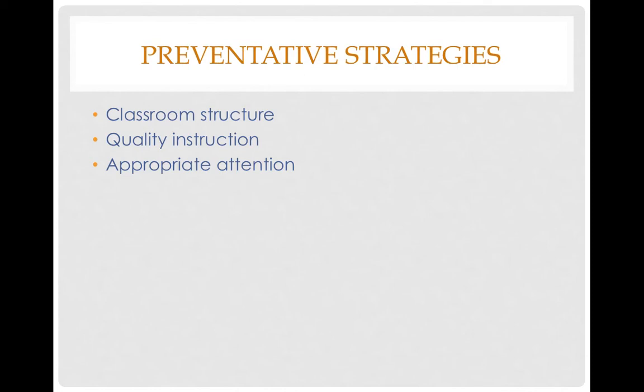Quality instruction is also a preventative strategy. If the student is given challenging but doable assignments, they will be able to do the work and not feel frustrated. Also, engagement of students is very important. It will help avoid off-task behaviors. Another preventative strategy is providing appropriate attention to your students. Again, that includes giving them praise and compliments for their work and behavior, and it also includes having a personal relationship with the student. Get to know that child.